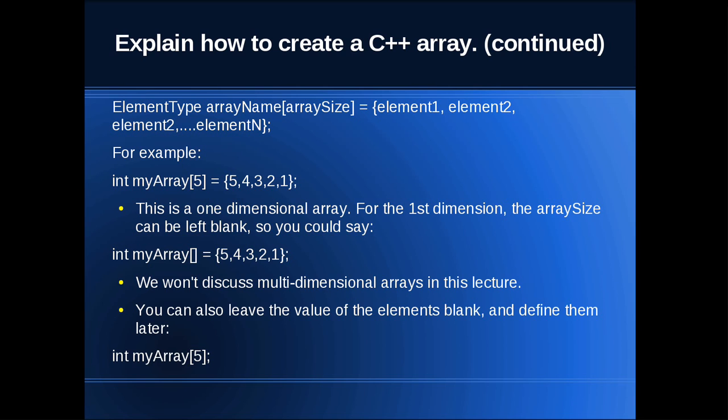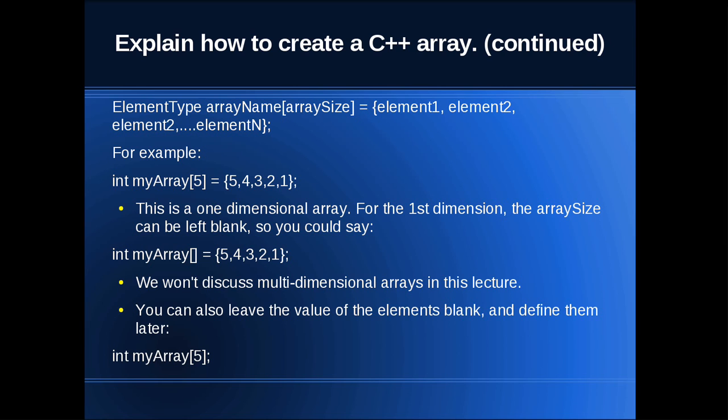Okay, explain how to create a C++ array, continued. So the generic version of creating a C++ array is, first you would say what the element type is, say int for integer. Then you'll give the array a name. Let's say my array. And then in the brackets, you'll give the array size. In this case, if it's an array of 10 elements, that would be 10.